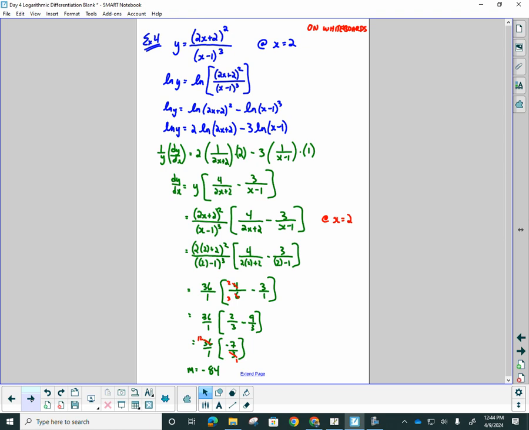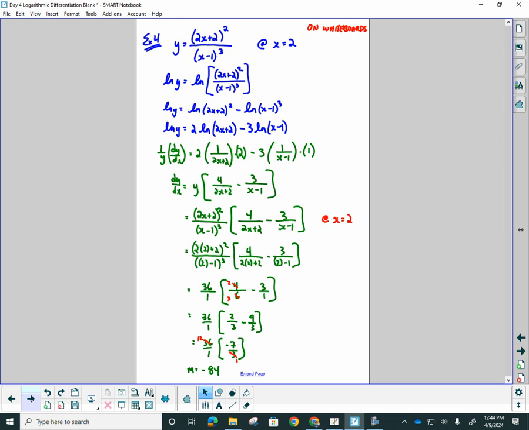Again, you'll see I did the same idea. I took the ln of both sides, and since I'm dividing, I can take the ln of the top minus the ln of the bottom. Gains me access to the exponents, and then differentiate. And this time I'm subbing in x equals 2, so I get down to negative 84.